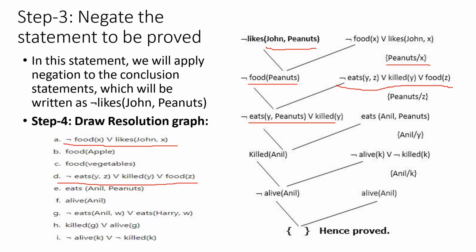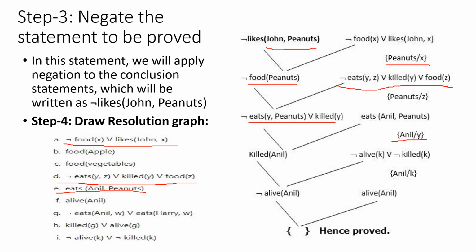Here you can see that in the case of eats anil comma peanut, it is available in clause E. So we are considering this one, and here we have not eats y comma peanut. So we can substitute y as anil. So these are two complementary clauses, eats y comma peanut and eats anil comma peanut. Here y is anil, which means these are complementary clauses.